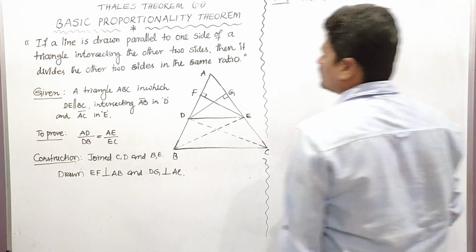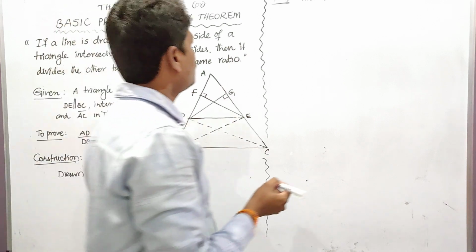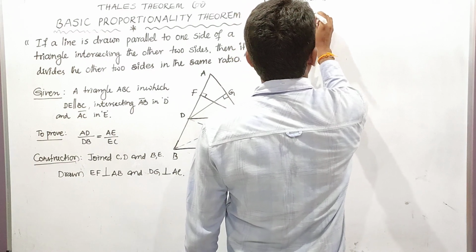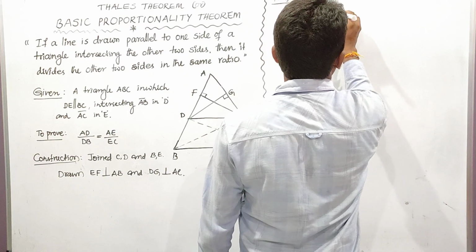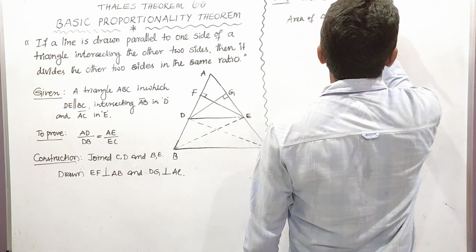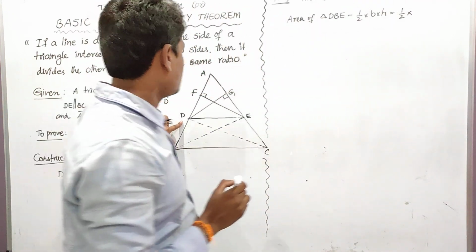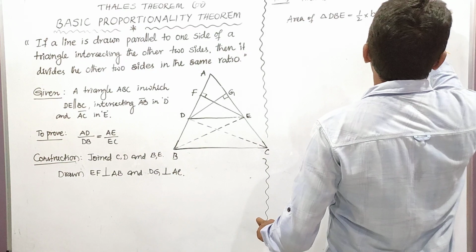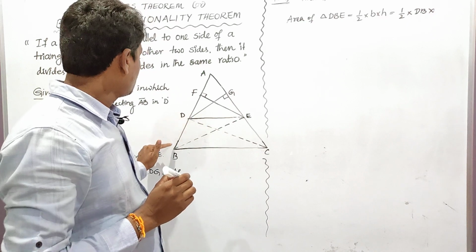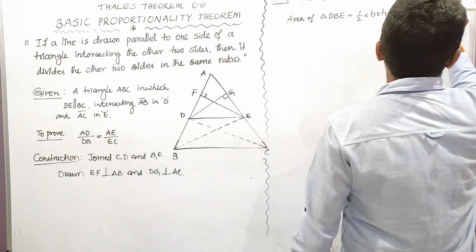Okay. So next, again I want to find the area of triangle DBE, student. In the same way, area of triangle DBE is equal to half into base into height. Now I want to take DB as the base, then EF becomes the height again. DBE is an obtuse angled triangle, so EF becomes the height: half into DB into EF.